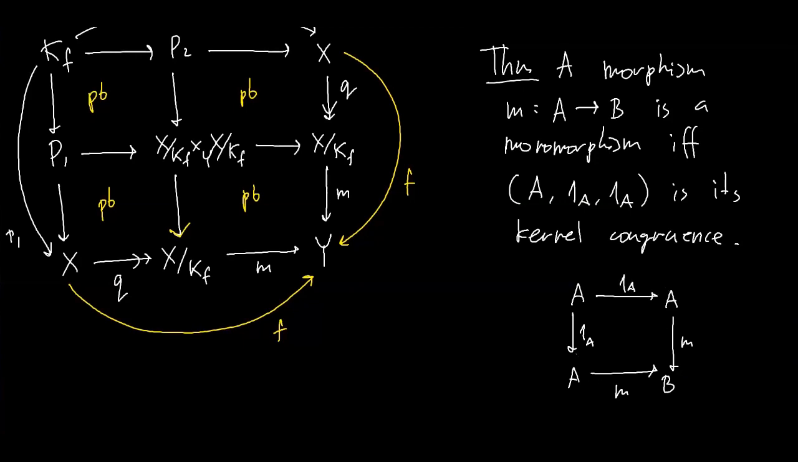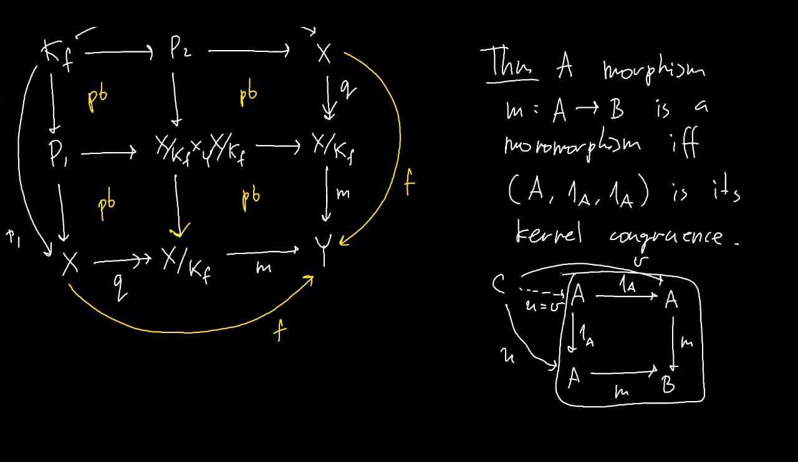Now, what does it mean for this to be a pullback? It means that if I have anything else and two maps making MU equal MV, then there should be a unique arrow here. But the existence of this arrow, because of this identity, is equivalent to saying that u equals v. Because this arrow, on one hand, has to be equal to u, on the other hand, it has to be equal to v. So just by definition, this being a pullback is exactly the definition of M being a monomorphism.